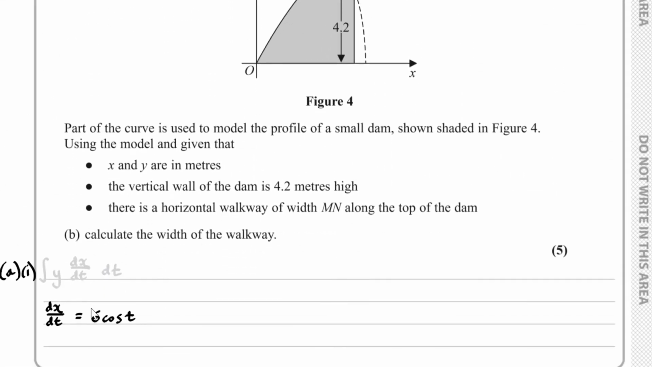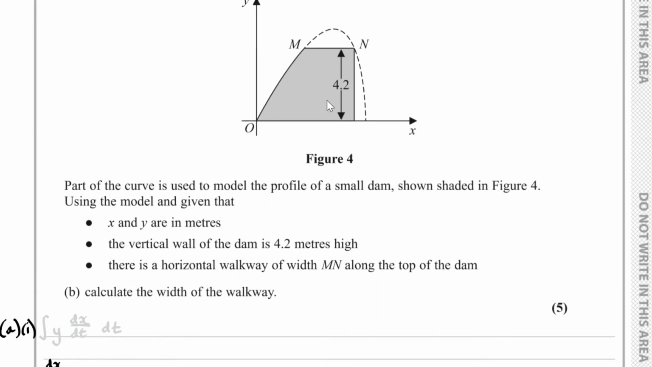And now for part B of the question. Part of the curve is used to model the profile of a small dam, shown shaded in figure 4 over here. And using the model, and given that x and y are in meters, the vertical wall of the dam has a height of 4.2 meters, and there is a horizontal walkway of width MN along the top of the dam. We have to calculate the width of the walkway, and of course the width is referring to the distance MN.